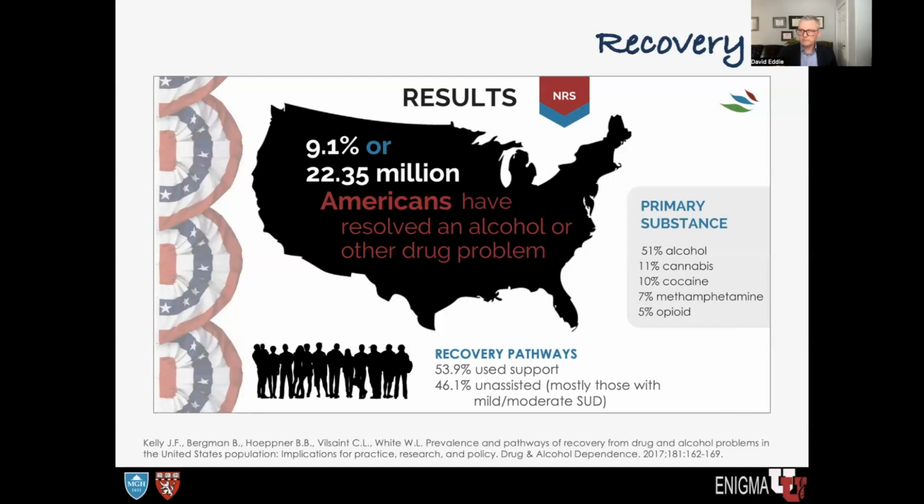Now, we didn't formally diagnose these people, but we did have measures of substance use disorder severity in our questionnaire battery. And so we know that of those who recovered without help, without formal treatment, without going to mutual help programs, most of those were in the mild and moderate end of the spectrum. Those folks who used support tended to have more severe SUD-related problems.